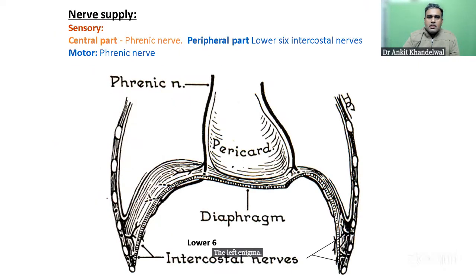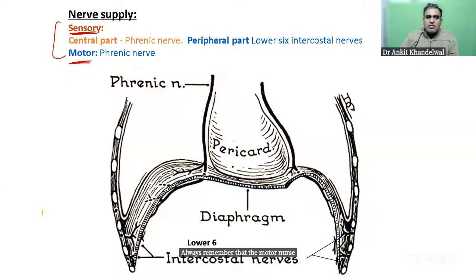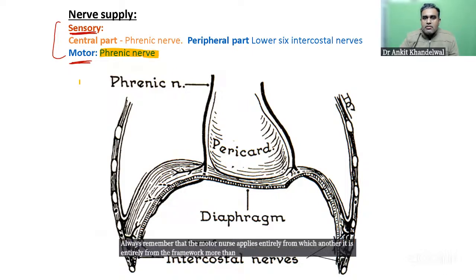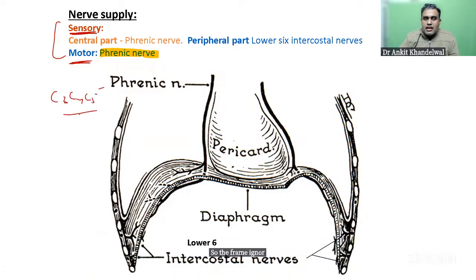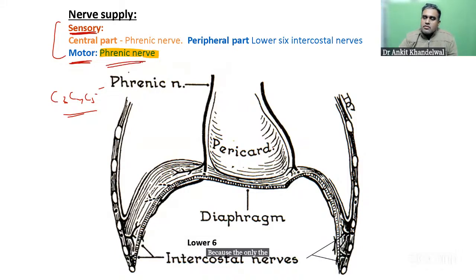Okay, minor openings, nerve supply over here, do remember it, the sensory nerve supply and the motor nerve supply. Always do remember that the motor nerve supply is entirely from which nerve? It is entirely from the phrenic nerve, no other nerve. So if the phrenic nerve, which has the root value of what? C3, C4, C5. So if the phrenic nerve, which is coming from the neck region, if it gets damaged anyway through its entire course, the diaphragm is paralyzed. Because the only motor supply is phrenic nerve.